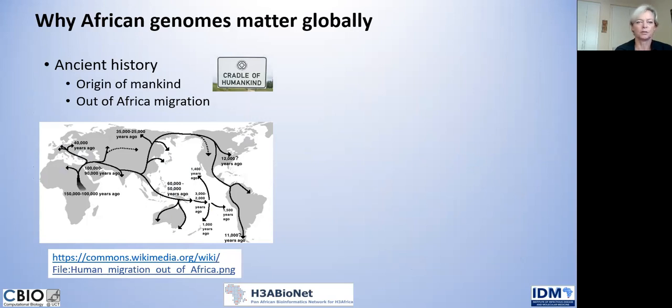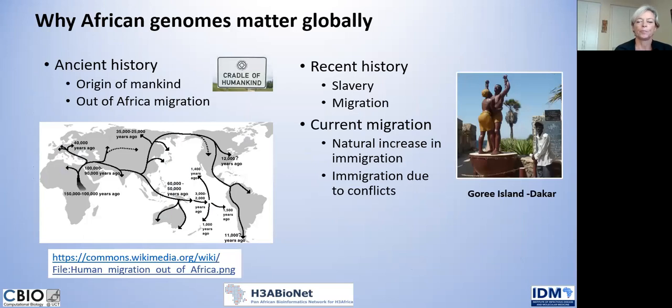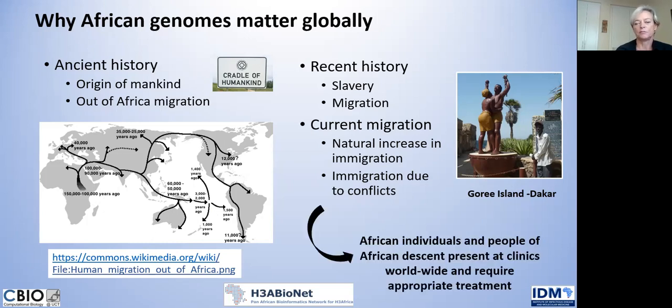If you look at ancient history, as I said, Africans are the origin of mankind, and so everybody else is sort of derived from African populations. And then you had this out of Africa migration. But then more recently, you've had slavery and additional migration, which has caused people of African descent to move to other countries. And more currently, you even have a natural increase in immigration across different borders, and in many cases in Africa, this has been due to conflicts and adverse conditions in particular African countries. So what this means is that you have African individuals and people of African descent presenting at clinics worldwide. And when they present, the clinicians need to be armed with enough information to be able to treat them appropriately.